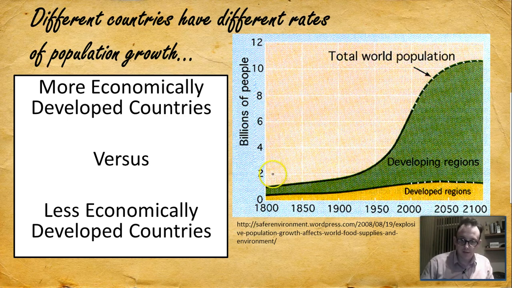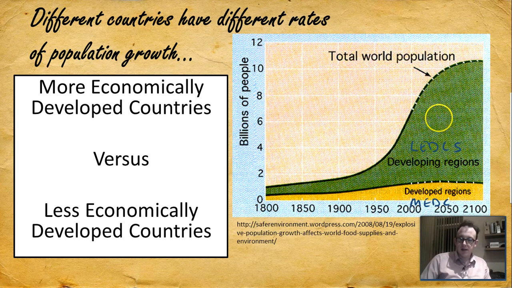So this little graph here shows the world's total population. It shows what proportion of it is accounted for by developing regions and developed regions. By developed regions, we mean MEDCs, such as the UK. By developing regions, we mean LEDCs, such as Uganda or Ethiopia. Now, as you can see, the MEDCs, the developed regions, account for much less of the world's population growth than the LEDCs. Why is that?